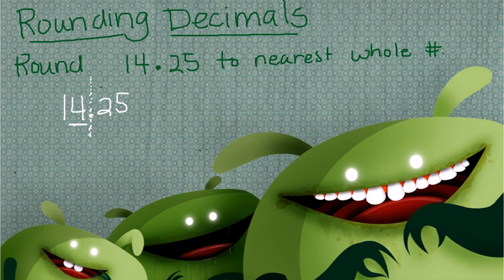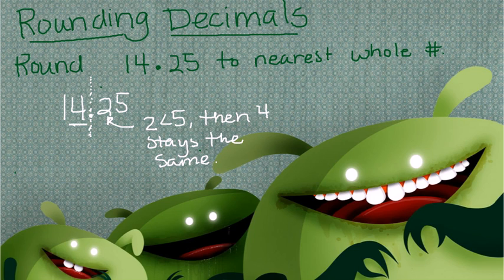Okay, and then I look at the magic number 2, and I use my cheat. 2 is less than 5, then 4 stays the same. So my final answer here therefore is simply 14. Everything else gets fruit ninja, chop chop.